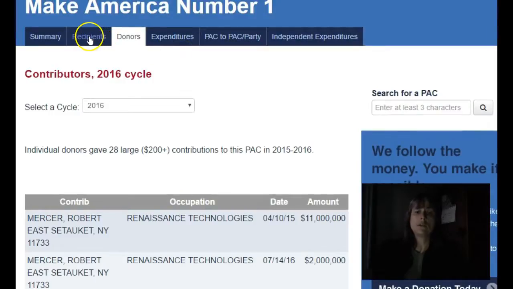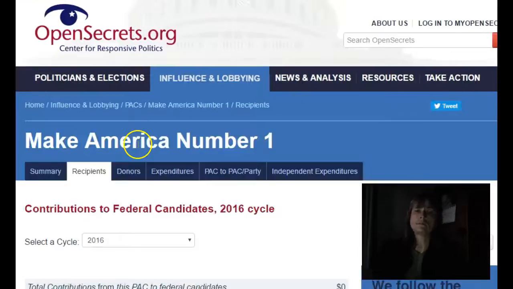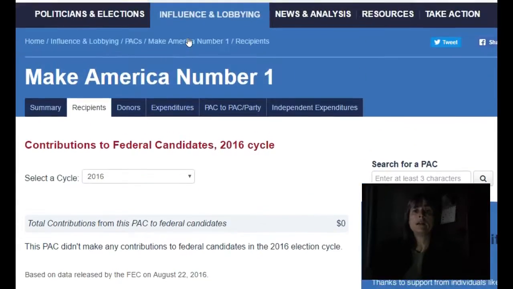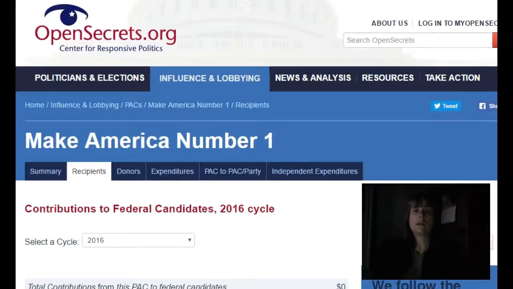Now let's look at the recipients. All of these will say the same thing. They didn't make any contributions directly to federal candidates because they're not allowed to, right? Super PACs are not allowed to give money directly to candidates. What they can do is what's called independent expenditures. They can produce and pay for a television ad on their own, and that's called independent expenditures.